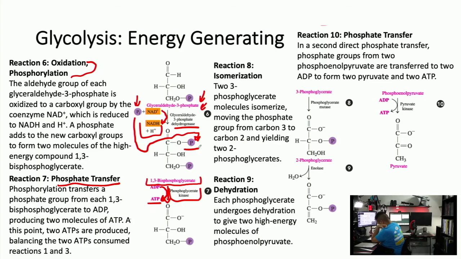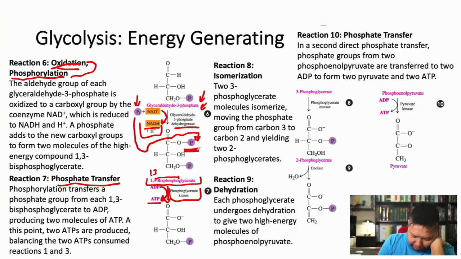And that's why now it's 2 phosphates, 1,3-bisphospho, right? So remember that this particular reaction is an oxidation, which is what made the NADH from the NAD+, along with the phosphorylation, which is what added on that extra phosphate group to make the 1,3-bisphosphoglycerate.